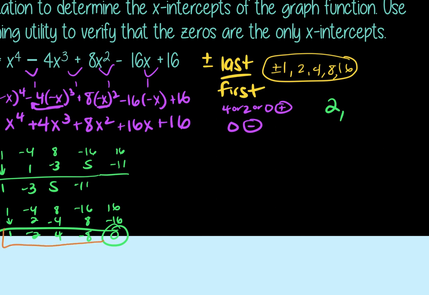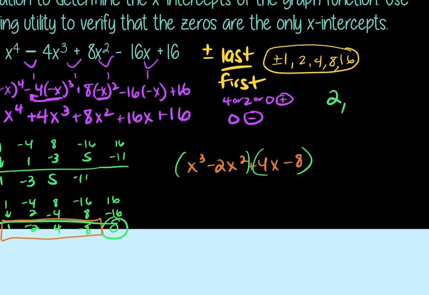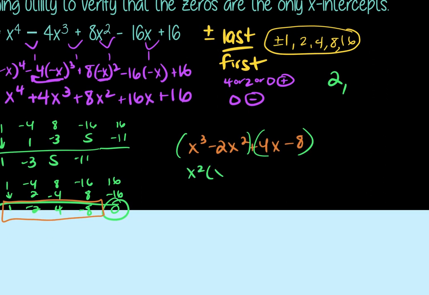Now take what's left. This would be x to the third minus 2x squared plus 4x minus 8. Good. Put them in groups. Take out an x squared. Take out a positive 4. x minus 2 and x squared plus 4.